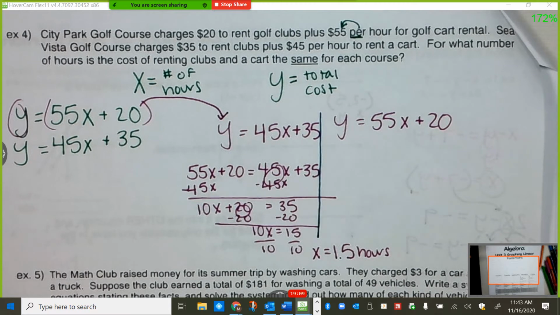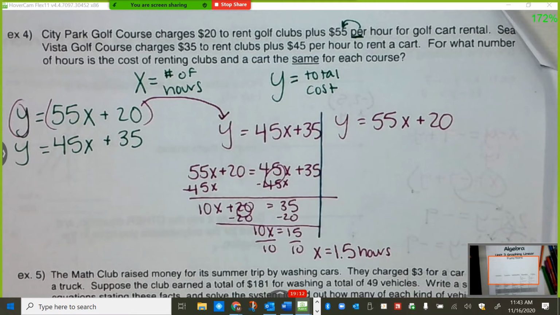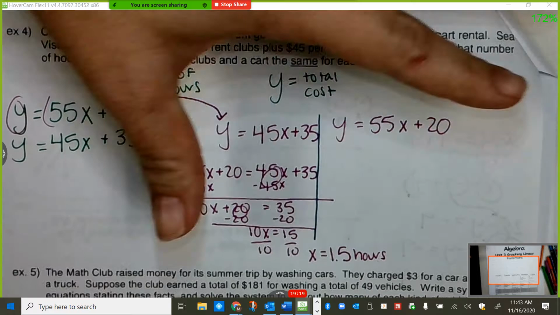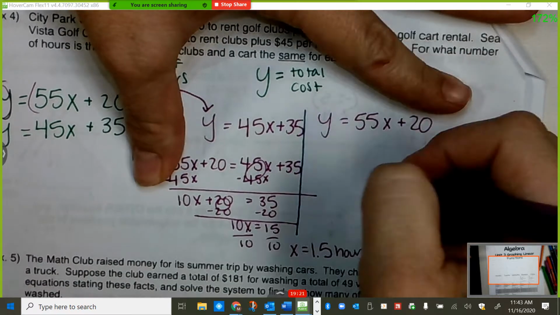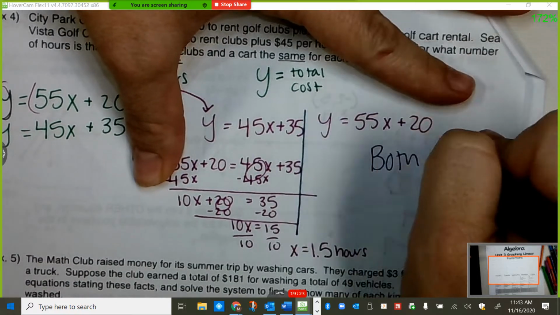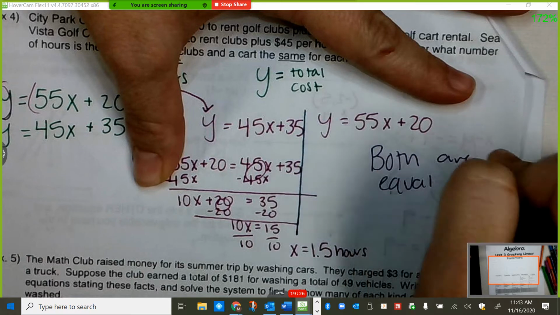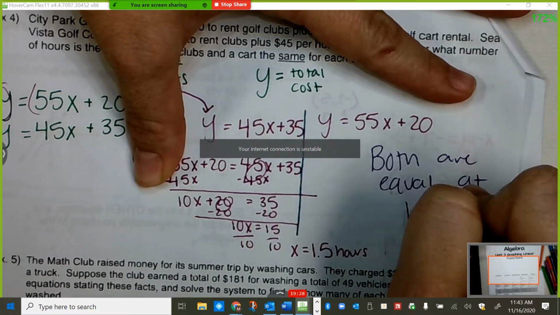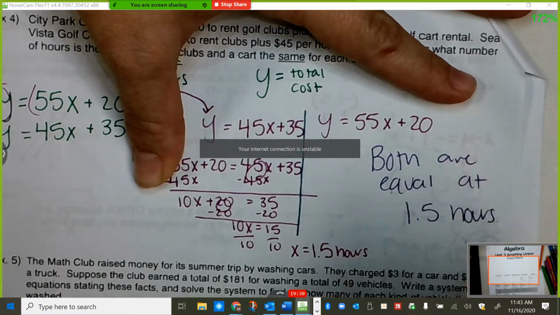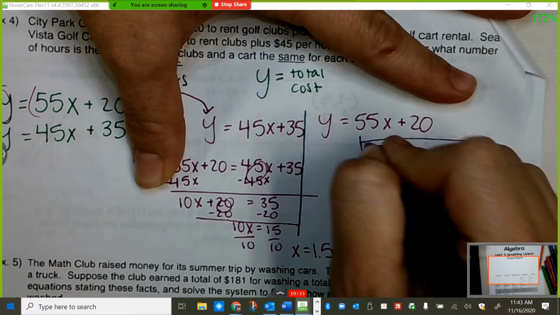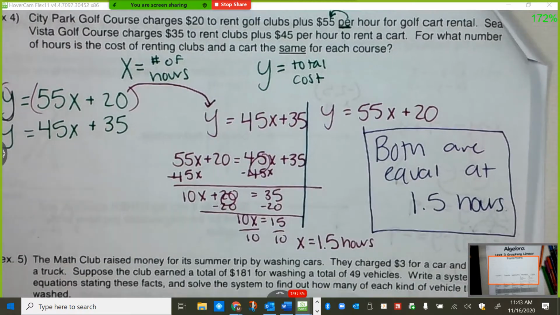So here's my question. Does it ask what the cost is, or how many hours it takes? It just asks how long. So do we even need to find cost if I keep going? No. So we can say both are equal at 1.5 hours. Any questions with that?